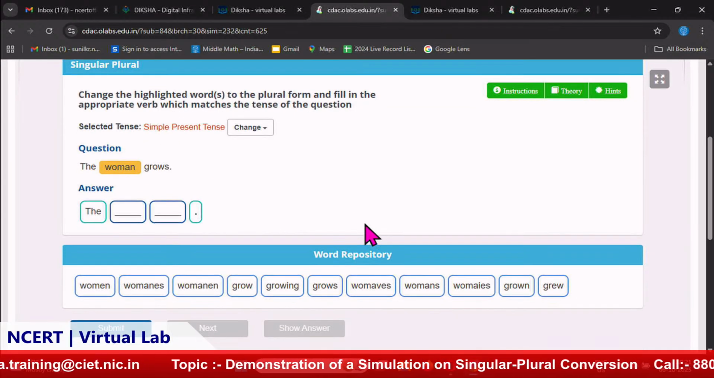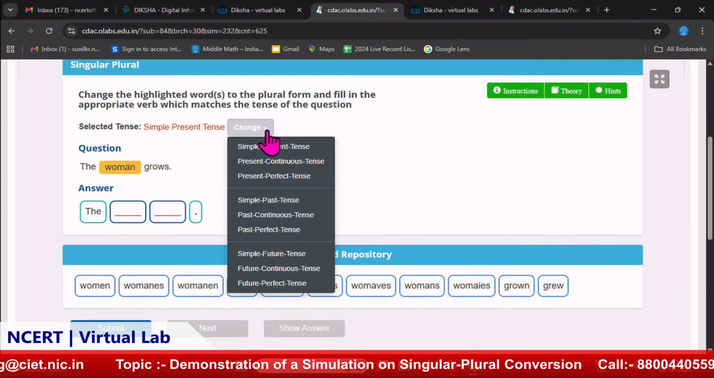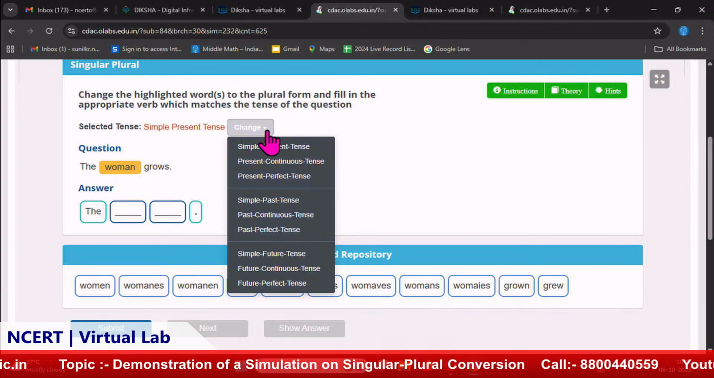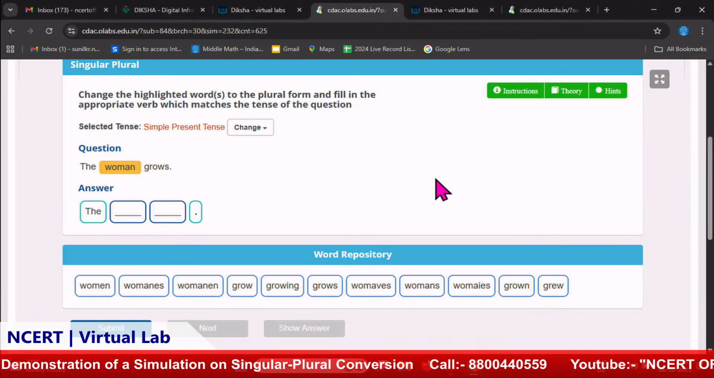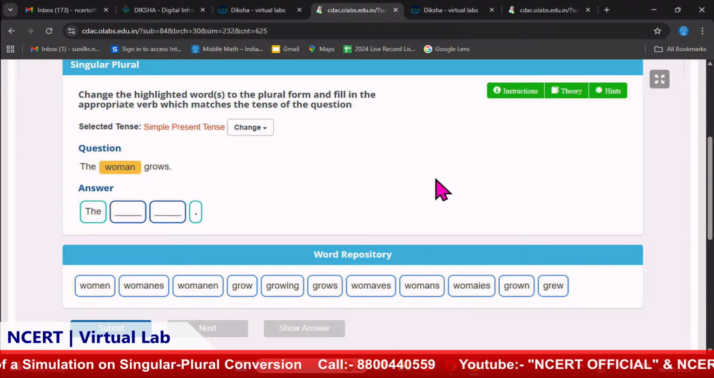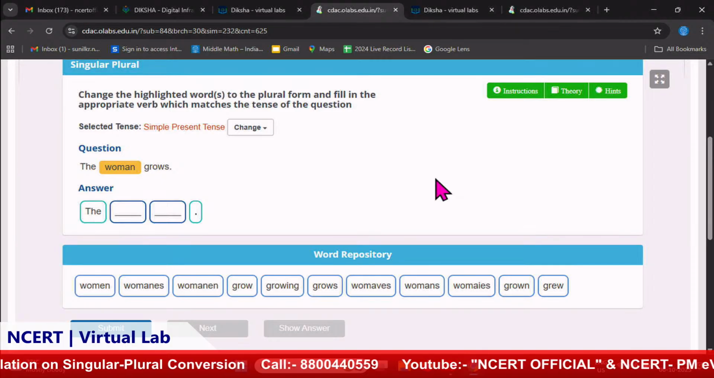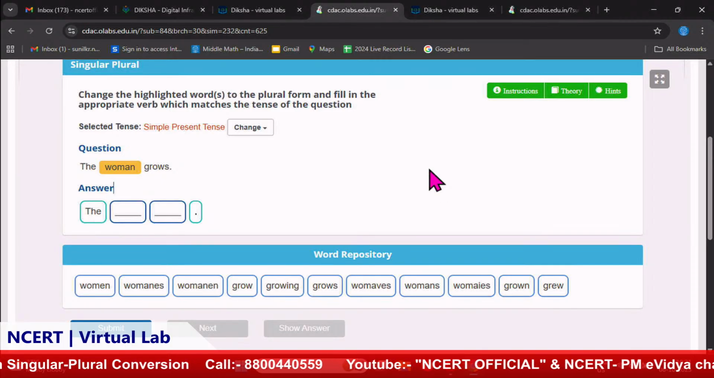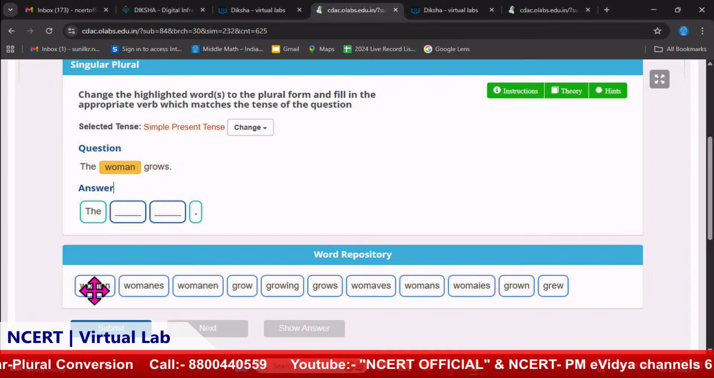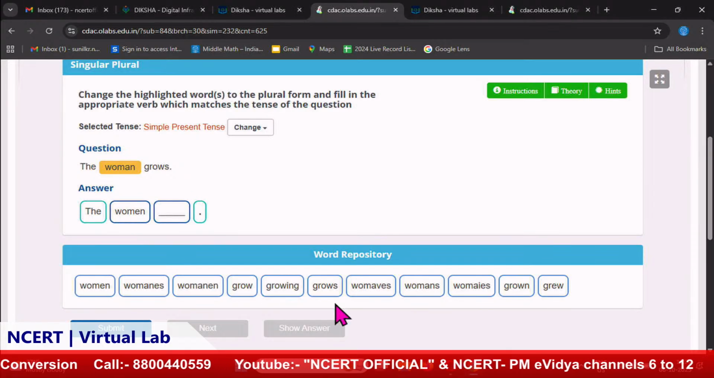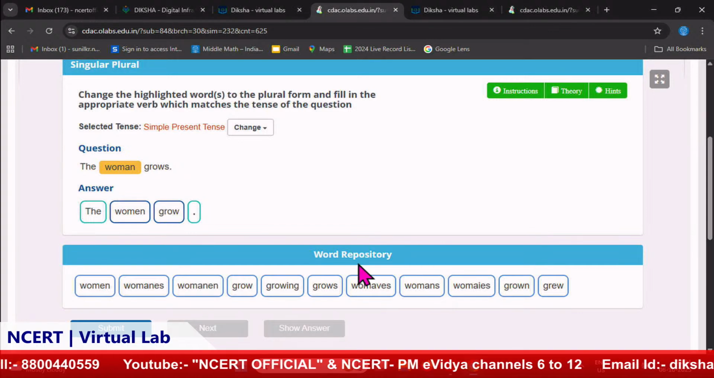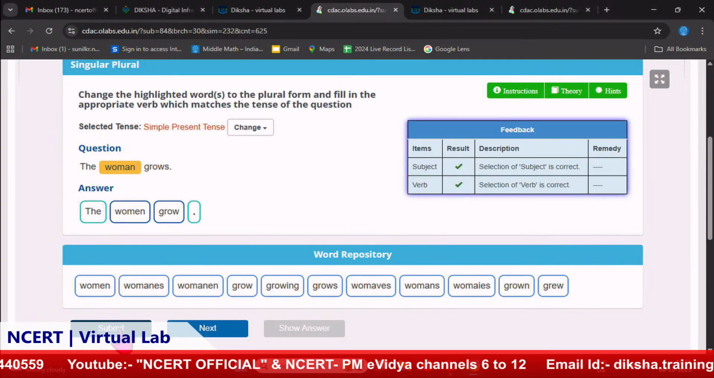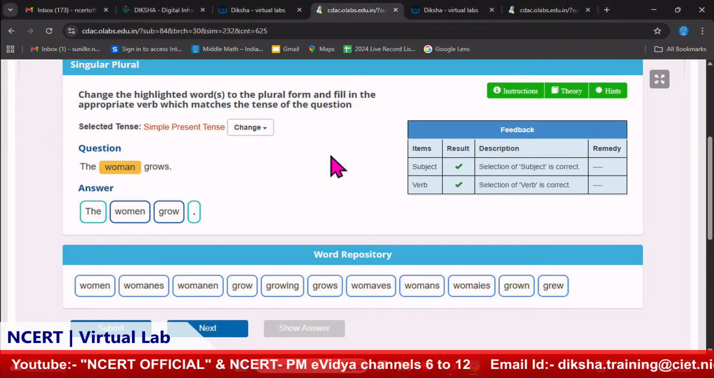And here you can see that we have all the tenses given over here. We can change it to different ones. So, we will show you a demo of different kinds of tenses. Let us start with simple present. The woman grows. Now, we have to convert it to plural. So, woman will become women, and grows will become grow. The women grow in simple present tense. Okay, let us submit. Correct answer.